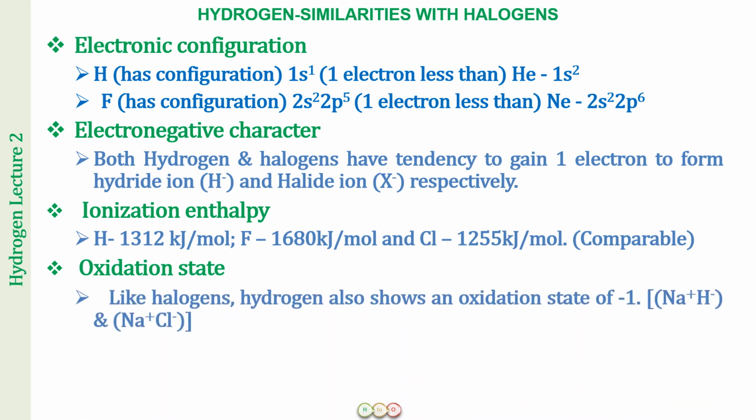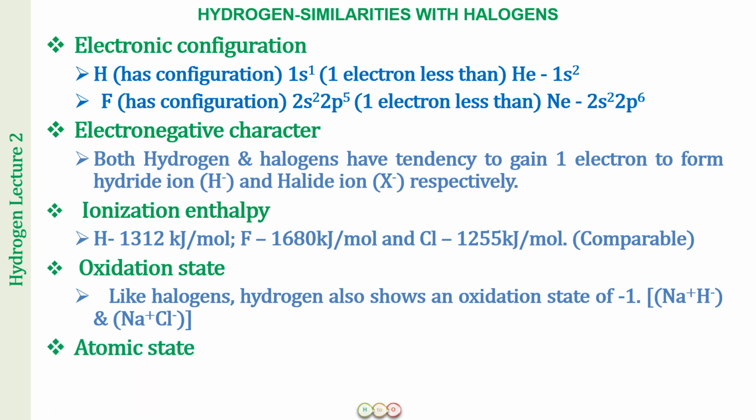So like halogens, hydrogen also exhibits -1 oxidation state in some of its compounds. For example, if you see sodium hydride, here hydrogen is exhibiting an oxidation state of -1, and this is similar to the oxidation state of chlorine in NaCl, right? So here chlorine is having oxidation state of -1, here hydrogen is having an oxidation state of -1. So it is quite similar in the oxidation state to the halogens.